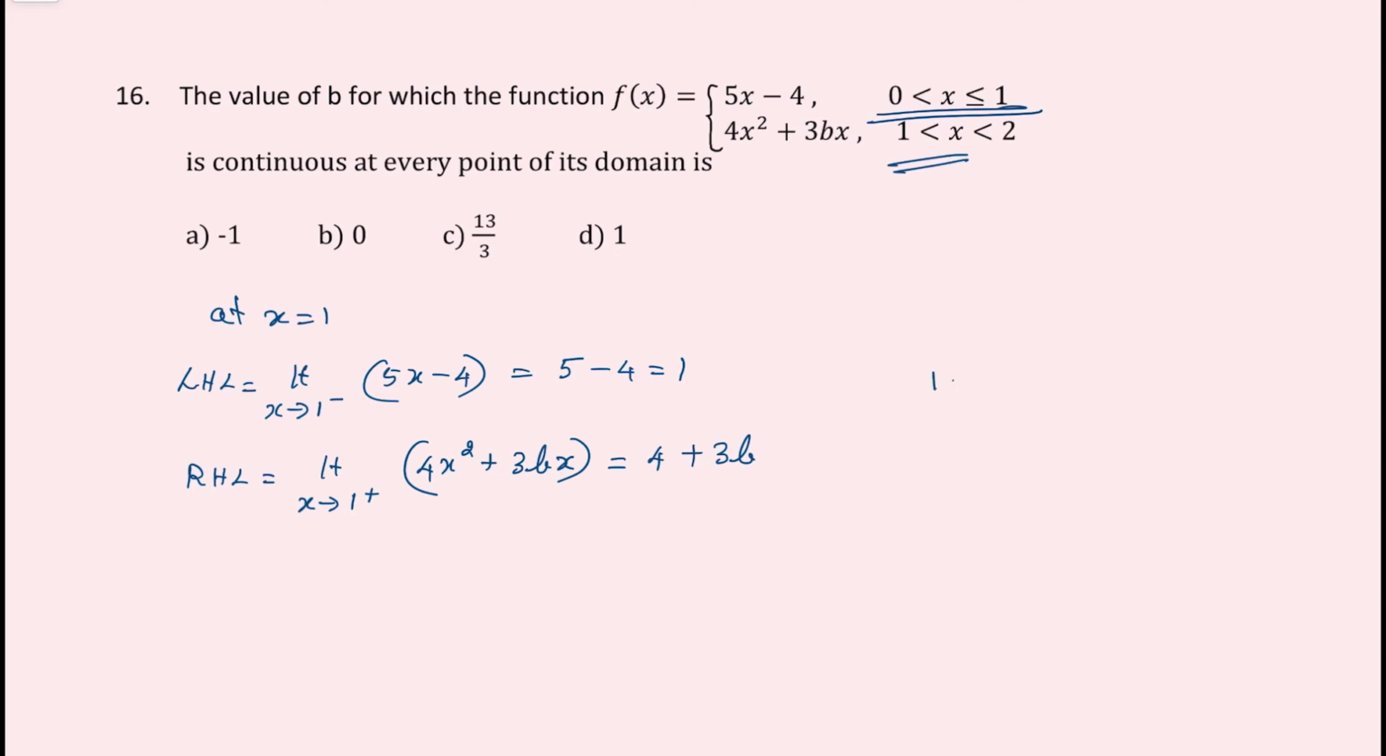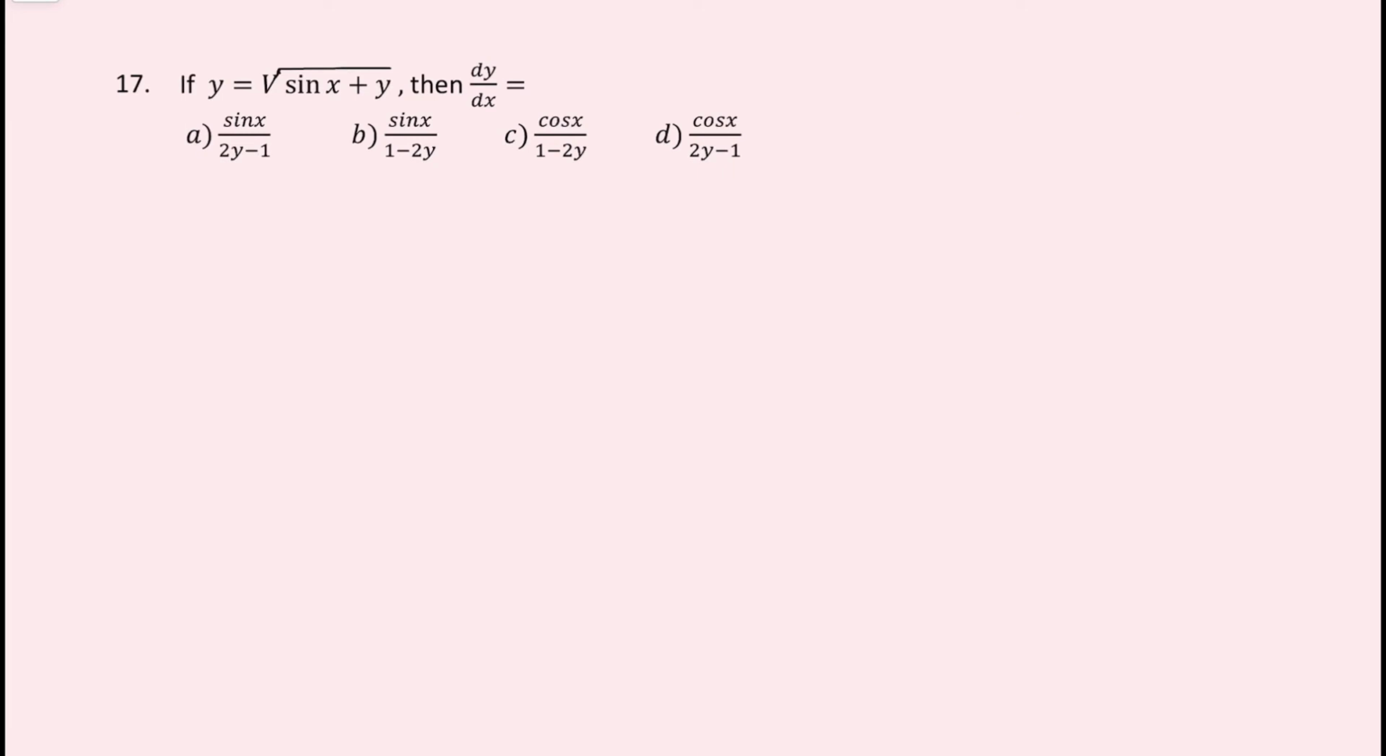So LHL must be equal to RHL, from which we can get the value of b. b is minus 1. A option. Only one unknown quantity is there in this question. It's a simple question. Let's go to the next one.